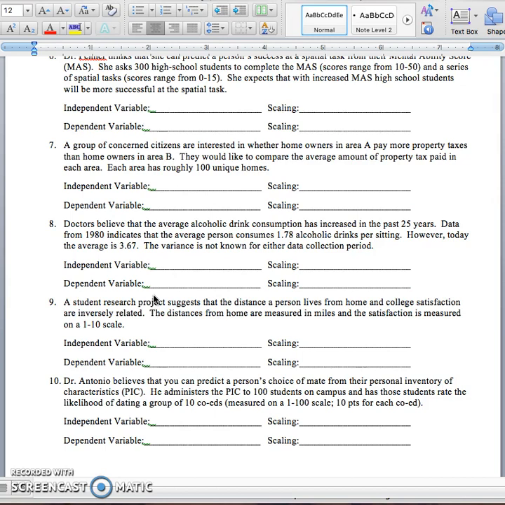So what is the independent variable here? Okay, it is time. This is a little bit of a tricky one. It is time. So they're comparing 1980 to current day. So let's say it was 2016. They're comparing those two times. That's what we're manipulating. We're trying to see if number of alcoholic drinks is dependent on that time gap. So the dependent variable is number of alcoholic drinks.